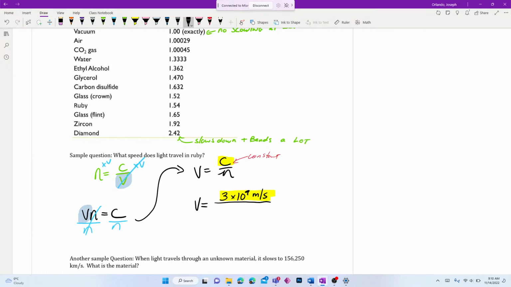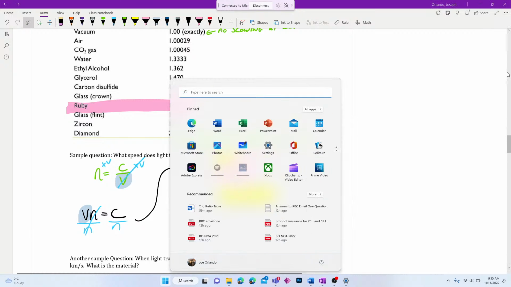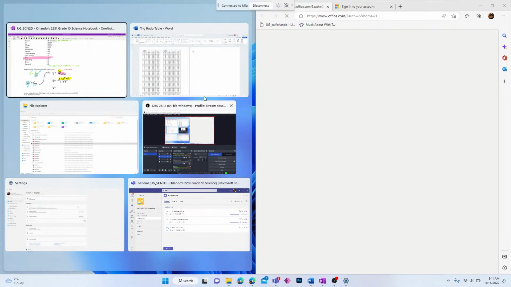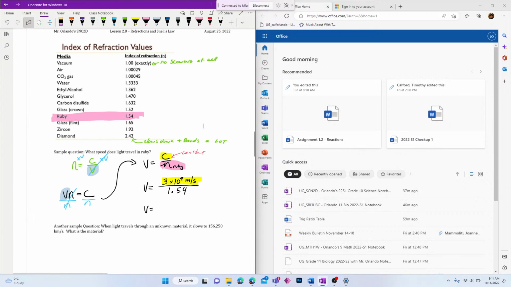And what about the N of ruby? Do we know the N of ruby? Yeah, we know that ruby slows light down by 54%, has an index of refraction of 1.54. And then you can just plug that into your calculator, and I can do it for us. Sorry? Did I screw up? I wonder if you put down for scientific notation to the power of 9 or 7. Oh, I'm sorry. Yeah, it's 9.